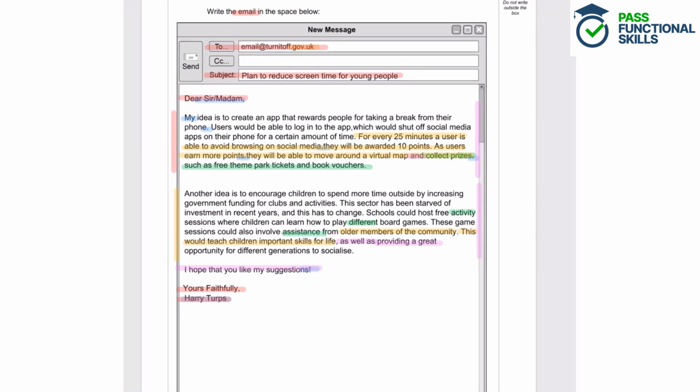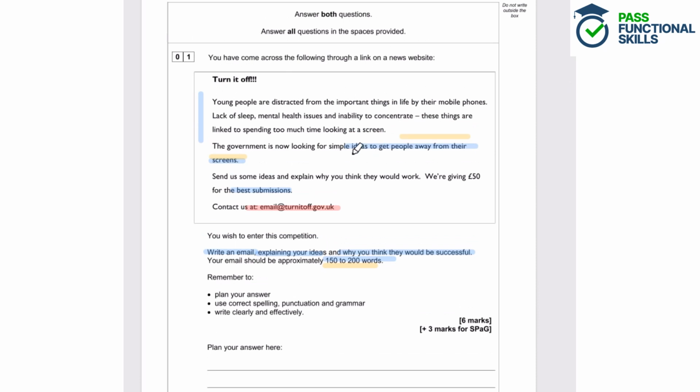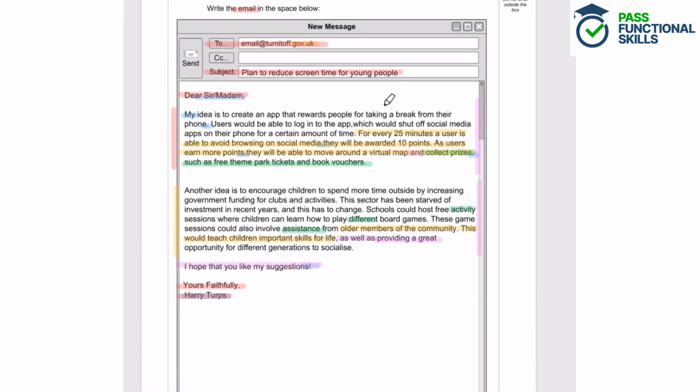Now let's think about the language and register that have been used in the answer. So you need to make sure that your answers have an appropriate tone and style to match up with the audience and purpose that you were given in the question. This answer is really well suited to the purpose of the text. So we were asked to come up with some ideas to reduce people's screen time, get people away from their screens. And this answer definitely addresses that throughout.